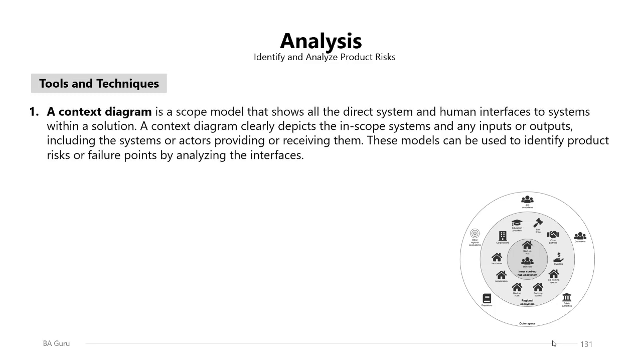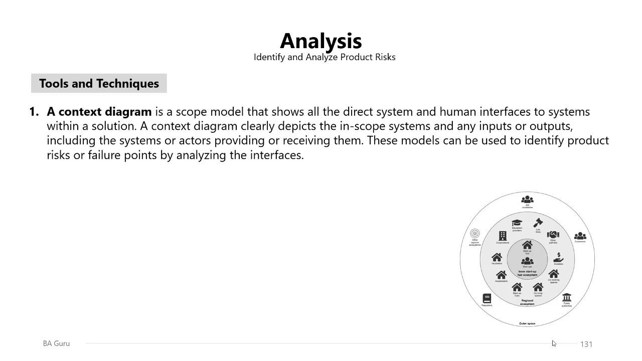Now, what are the tools and techniques you will need to use while you are identifying and analyzing the product risks? Starting with one of the most popular scope models, the context diagram. As explained in the create and analyze models process, the context diagram shows all the direct system and the human interfaces to systems within the solution we are building as part of our project.